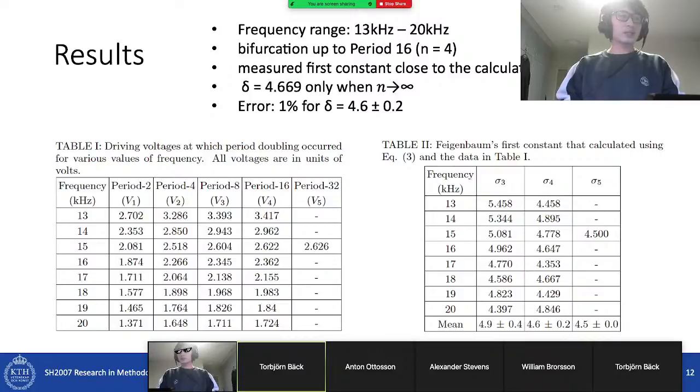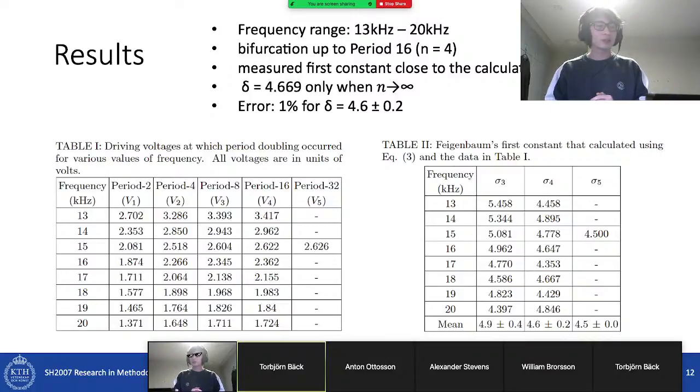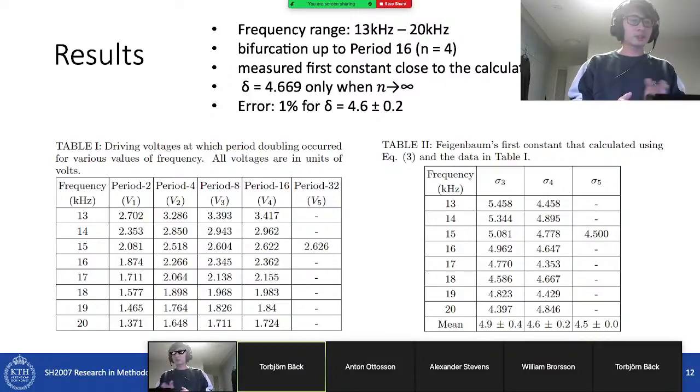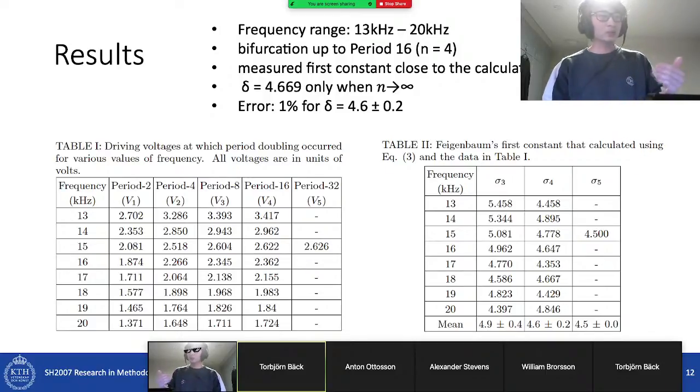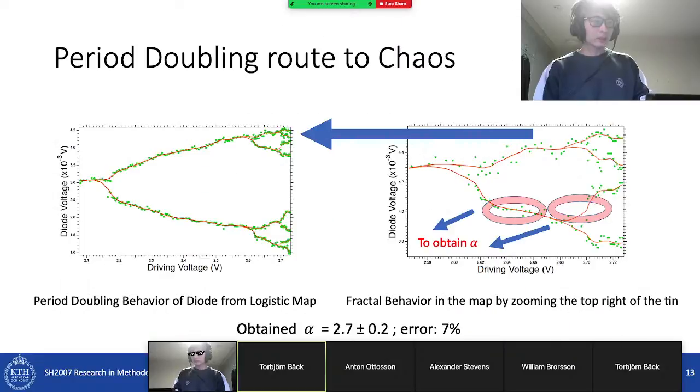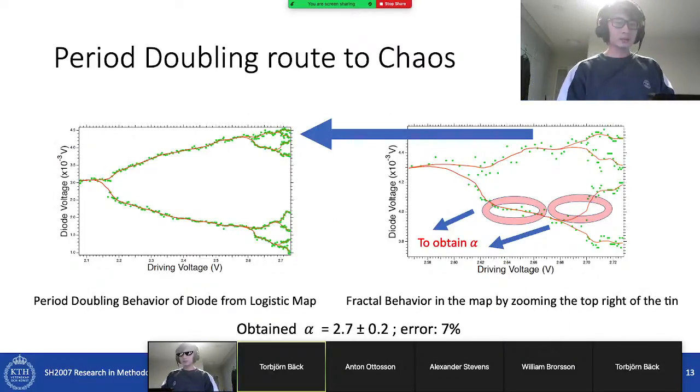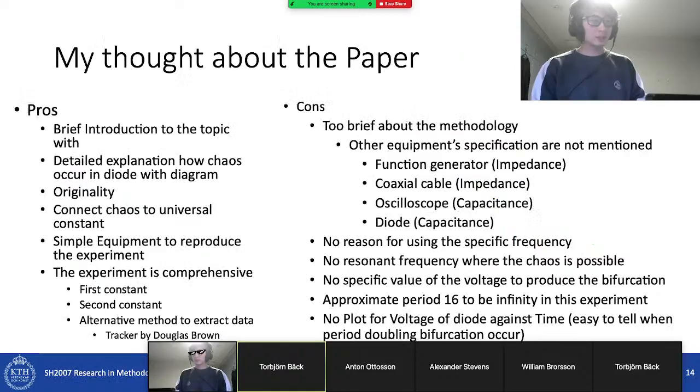So the result is quite good, because the value of 4.6 plus or minus 0.2 is quite close to 4.669. And it generates a logistic map, from which he got 2.7 plus or minus 0.2, so there is only a percentage error of 7.